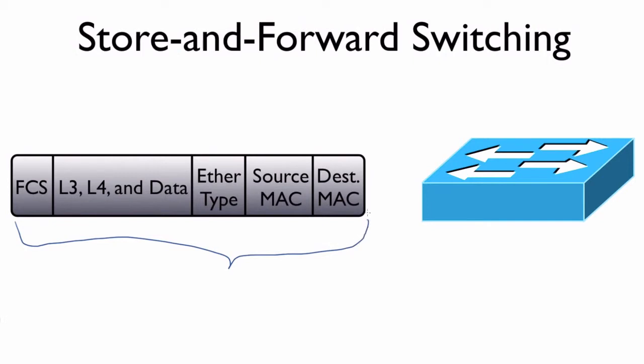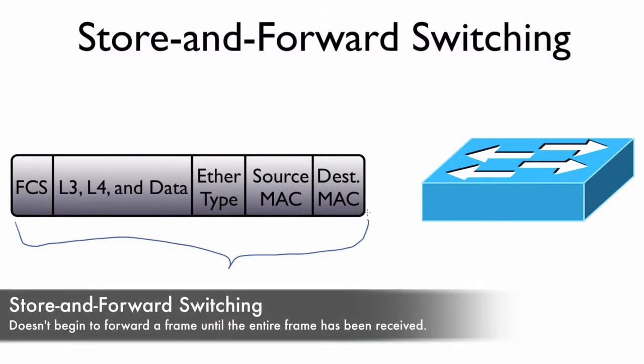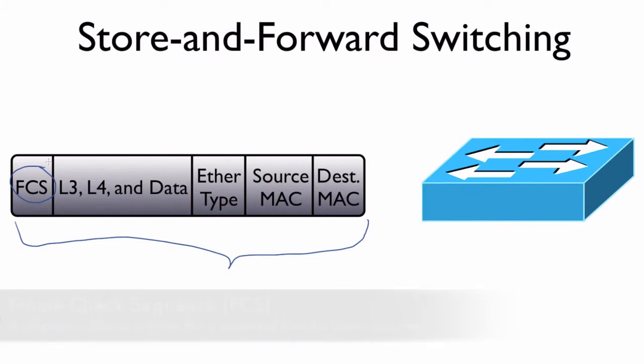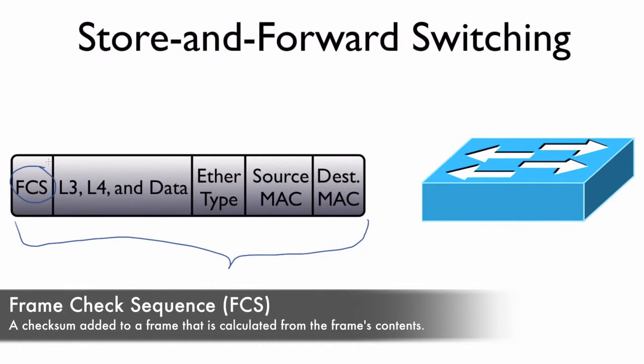Not just the first 48 bits, not just the first 6 bytes, the destination MAC address, in other words. It waits until it receives the entire frame, and it looks at this frame check sequence. And the switch is going to calculate, using an algorithm, its own frame check sequence. So the switch creates an FCS of its own.